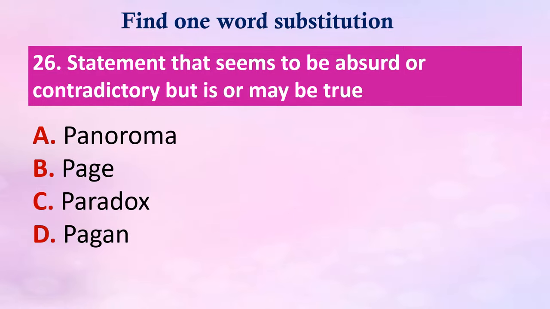Question number 26. Find one word substitution. Statement that seems to be absurd or contradictory but is or may be true. Option A, panorama. Option B, page. Option C, paradox. Option D, pagan. The correct answer is option C, paradox.